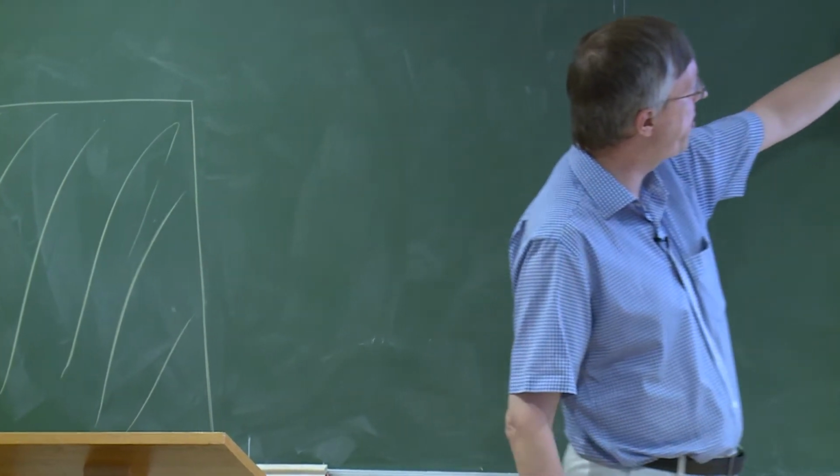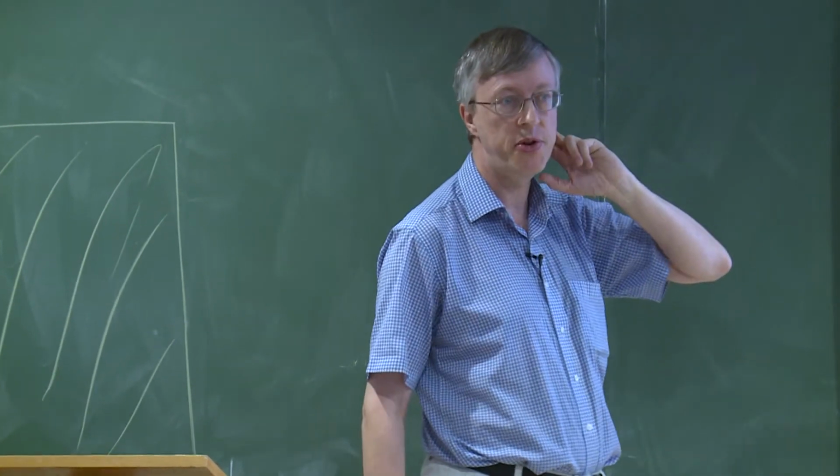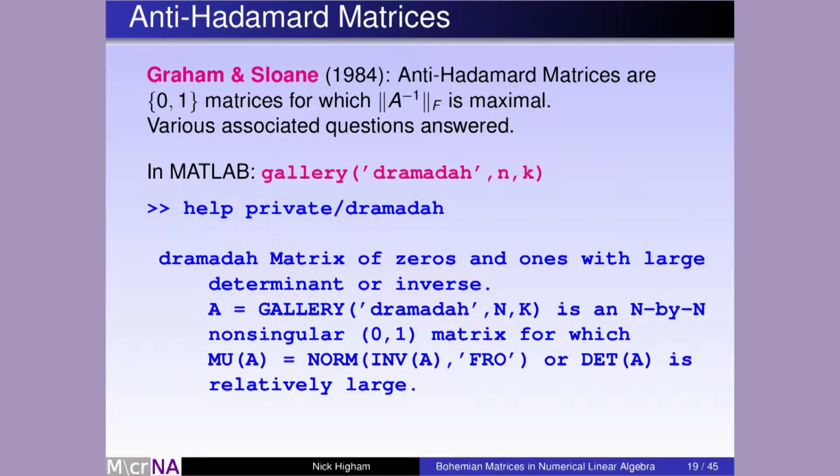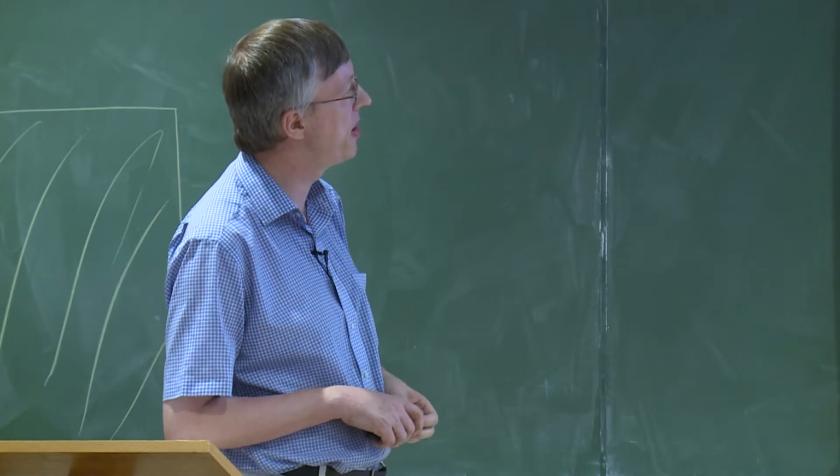So this is a very nice paper with lots of not only experiments but also theorems and proofs. So I wrote a function called Dramadar because it's Hadamard backwards and I wanted a short name. And this has made its way into the MATLAB gallery function. So there's the help for it there, or the first part of it. So there are 3 values of k you can take to get 3 different types of anti-Hadamard matrix. And just let me show you some examples.